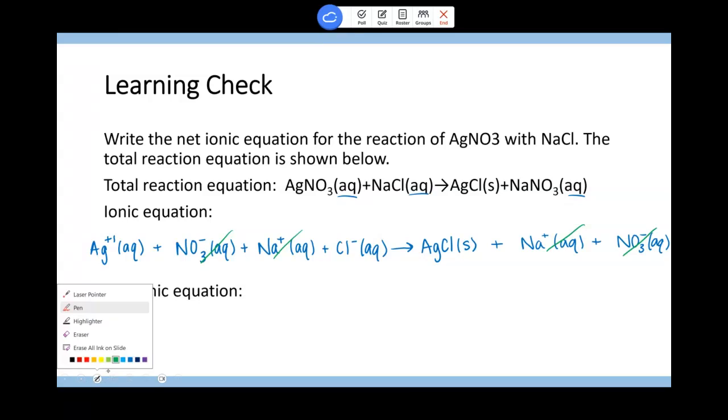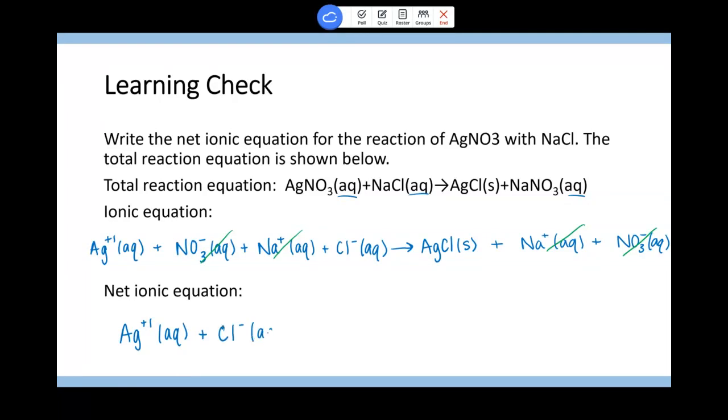So our net ionic equation is silver with the +1 charge, chloride, the -1 charge, to form silver chloride.